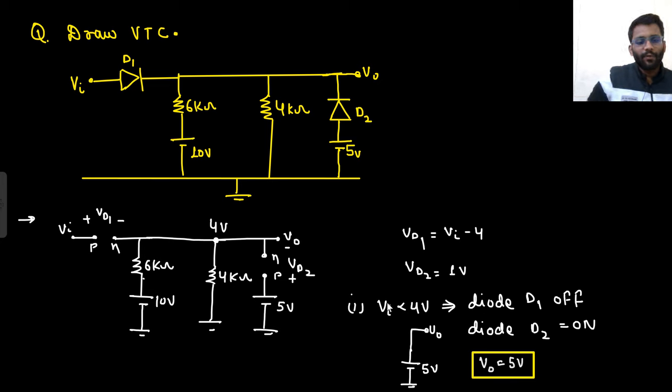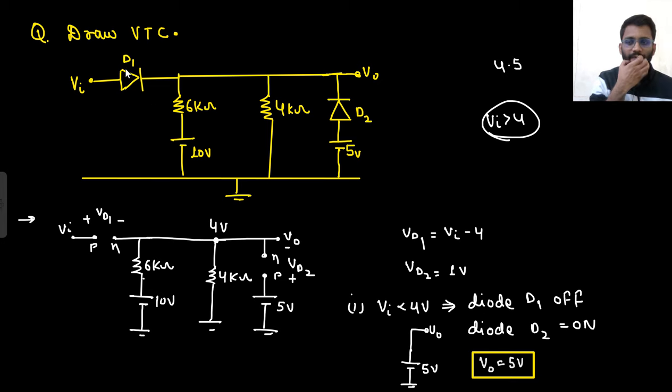Now, what happens if Vin is greater than 4? What do you think? If Vin is greater than 4, what will happen? You feel that D1 will be turned on. This is what you feel. If Vin is just greater than 4 volt, D1 will be turned on. Let's take an example. Vin is 4.5. What will happen? Here 4.5 will come.